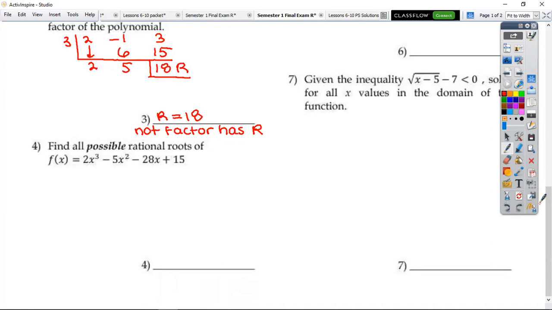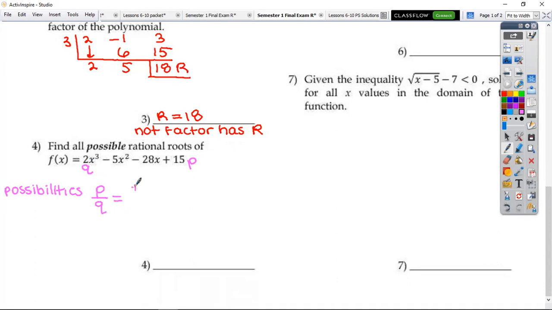Okay. Number 4, fairly easy as well and quick. Find all possible rational roots. This is when we did the P and the Q. So P was here, Q was here. And we did the list of possibilities. And that's all you have to do with this one. So we did factors of P over factors of Q.